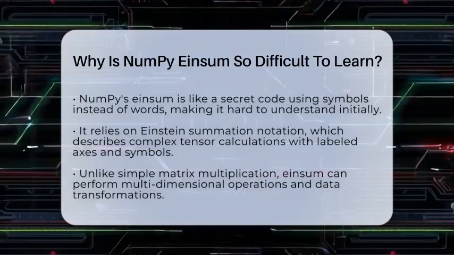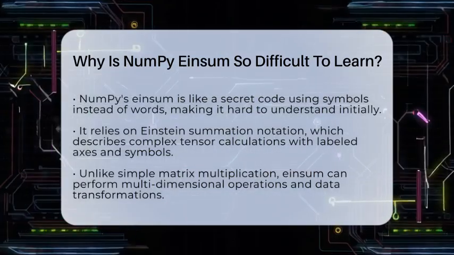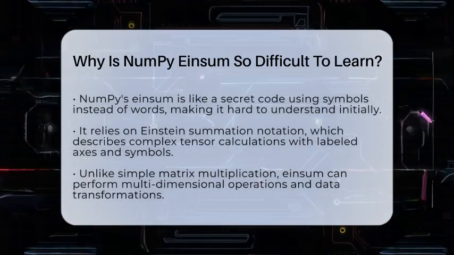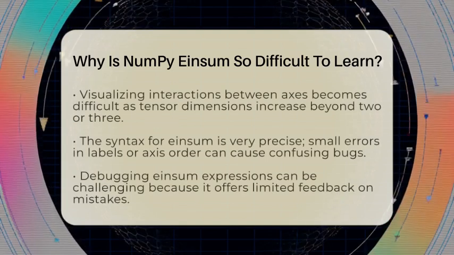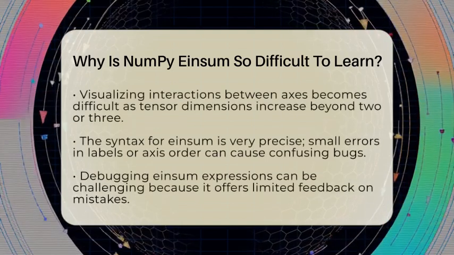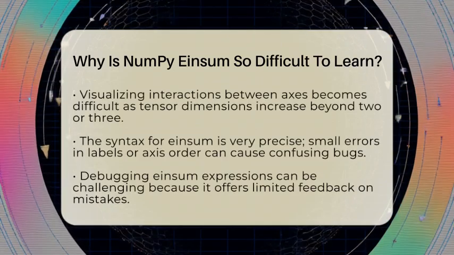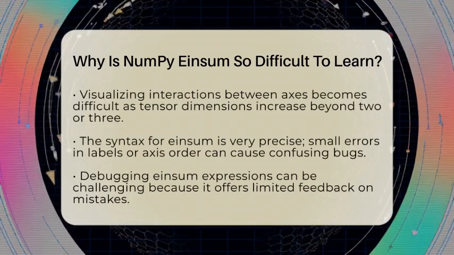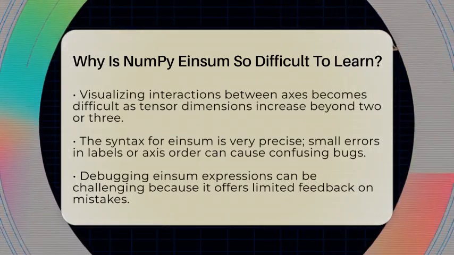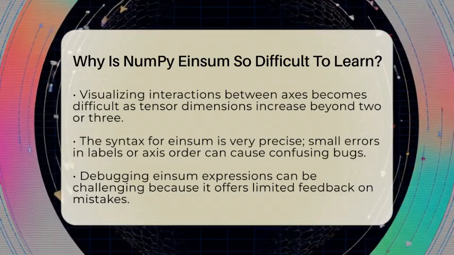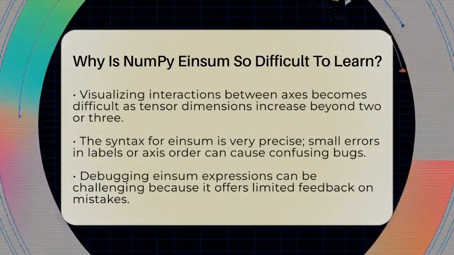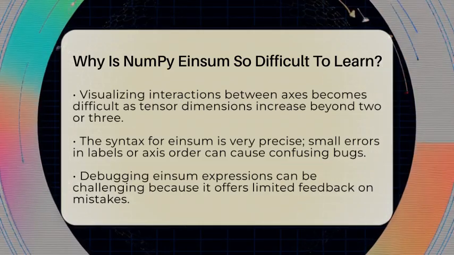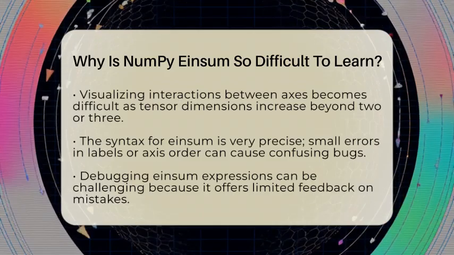Think about it this way. When you do simple matrix multiplication, you just multiply rows by columns. But with Einsum, you can do that and much more, like summing over multiple dimensions or transforming data in ways that are hard to express with normal functions. This requires you to think in terms of higher dimensional arrays, or tensors, which can be confusing if you're used to only two-dimensional matrices. Visualizing how these axes interact isn't straightforward, especially when working with 3, 4, or even more dimensions.